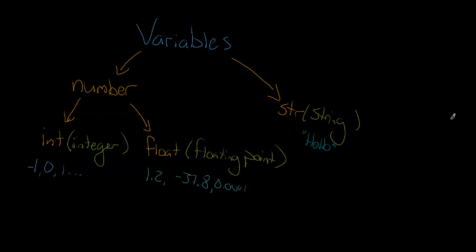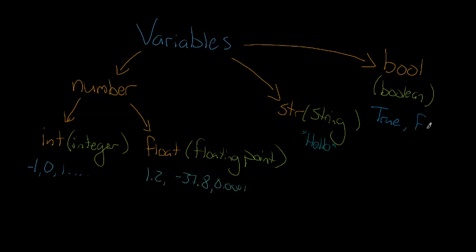Another type of variable, we're kind of running out of room here, is something called a bool. A bool is also known as a Boolean. If you know what a Boolean variable is, you might have heard of Boolean algebra. In this case, a Boolean is just going to be true or false, and that's the only thing it can be.